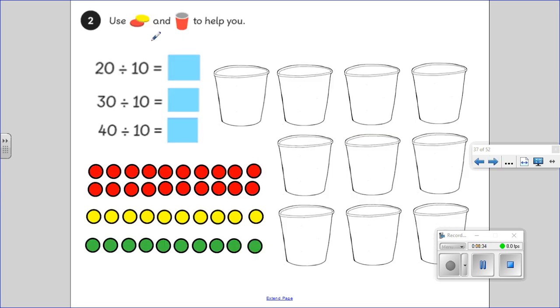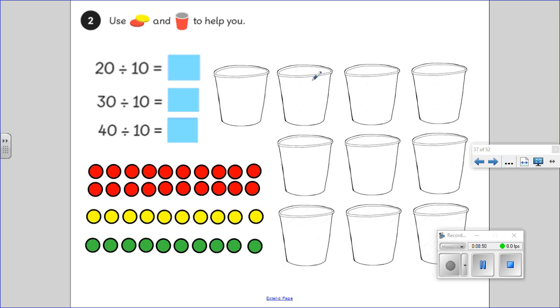Okay, right. As we did for dividing by 2 and dividing by 5, get anything from around your house to help you do this. If you need to, you can cut these out. Okay, so the first one is 20 shared into 10.